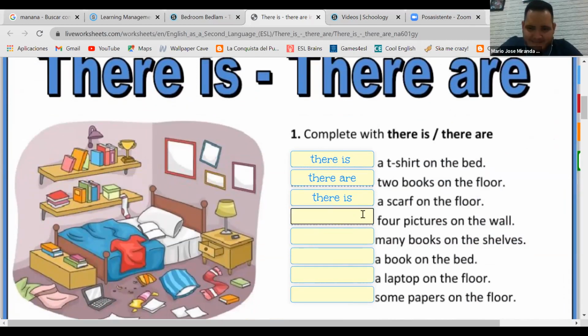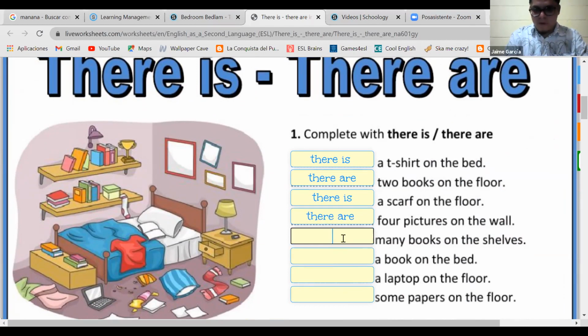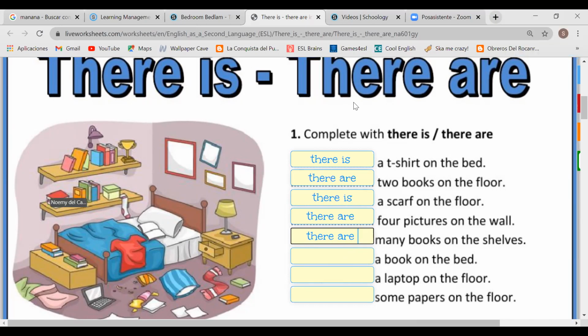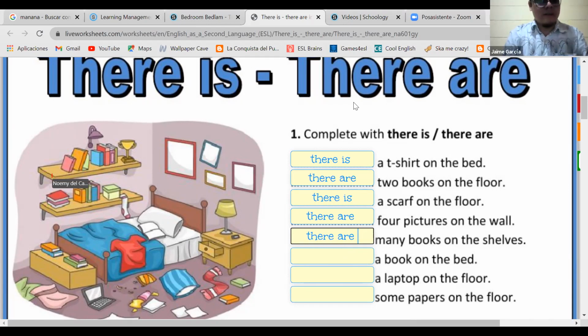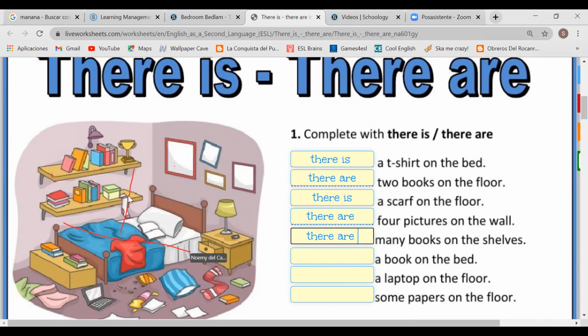Okay, let's see. There are four pictures on the wall. There are many books on the shelf. There are also... These are shelves. Do you know the meaning of shelves? Repisa. Yeah. Okay. But don't stain my stream, please.